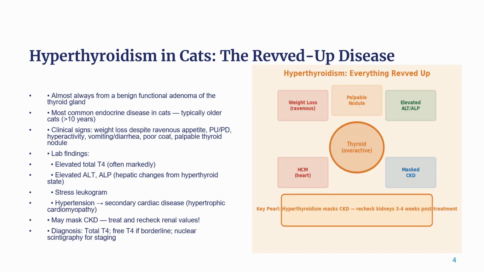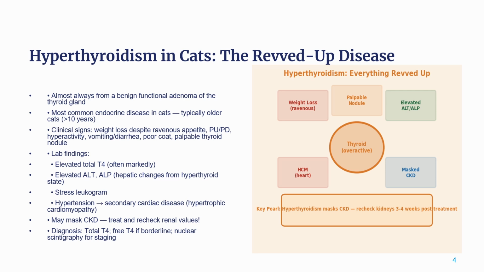Hyperthyroidism in cats is the mirror image of hypothyroidism in dogs. Everything is revved up. These cats are eating ravenously but losing weight because a hypermetabolic state burns through energy faster than they can consume it. The heart is working overtime. Hypertrophic cardiomyopathy is a common secondary finding. On the chemistry panel, ALT and ALP are often elevated because the hyperthyroid state causes hepatic changes.